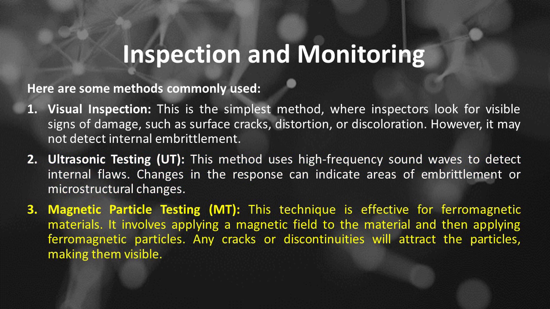Number 3 is magnetic particle testing, or MT. This technique is effective for ferromagnetic materials. It involves applying a magnetic field to the material and then applying ferromagnetic particles. Any cracks or discontinuities will attract the particles, making them visible.